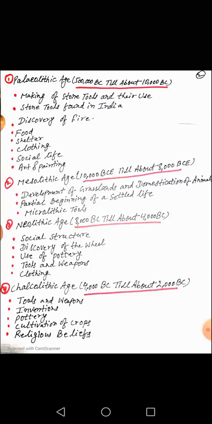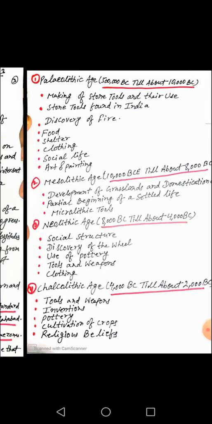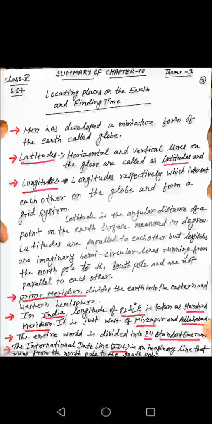And the last stone age is Chalcolithic age, which started at 4,000 BC till about 2,000 BC. Things related to Chalcolithic age are tools and weapons, inventions, pottery, cultivation of crops, religious beliefs. These are the main points of chapter 2.